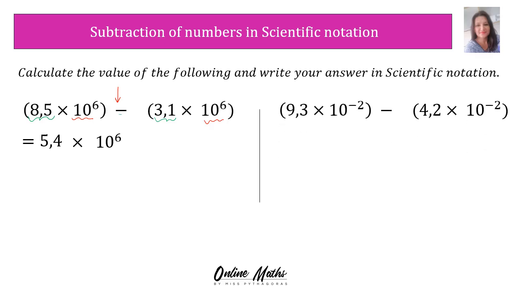Next example. 9.3 times 10 to the negative 2 minus 4.2 times 10 to the negative 2. Can you see they are exactly the same. So in terms of the numbers in front, we say 9.3 minus 4.2 is 5.1 times 10 to the negative 2.